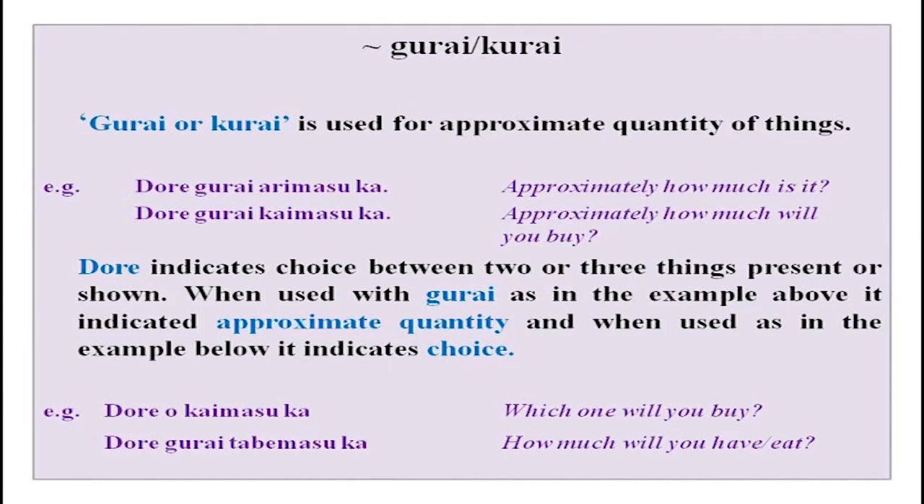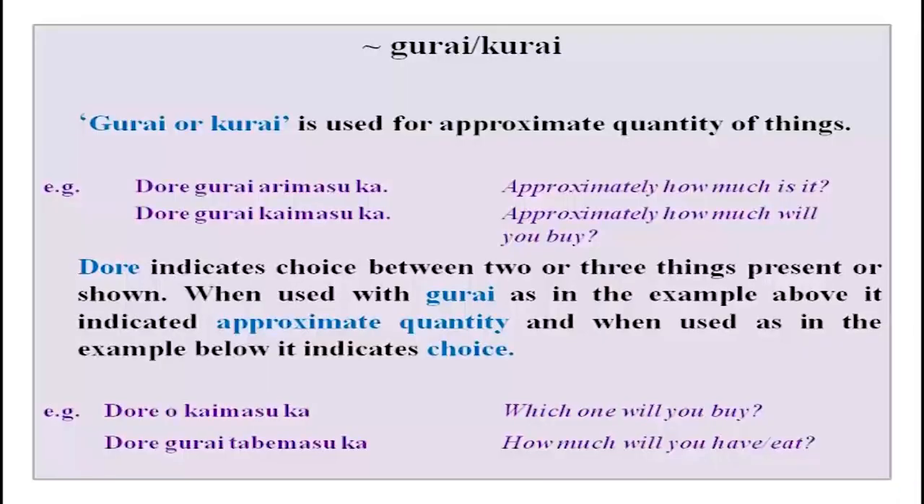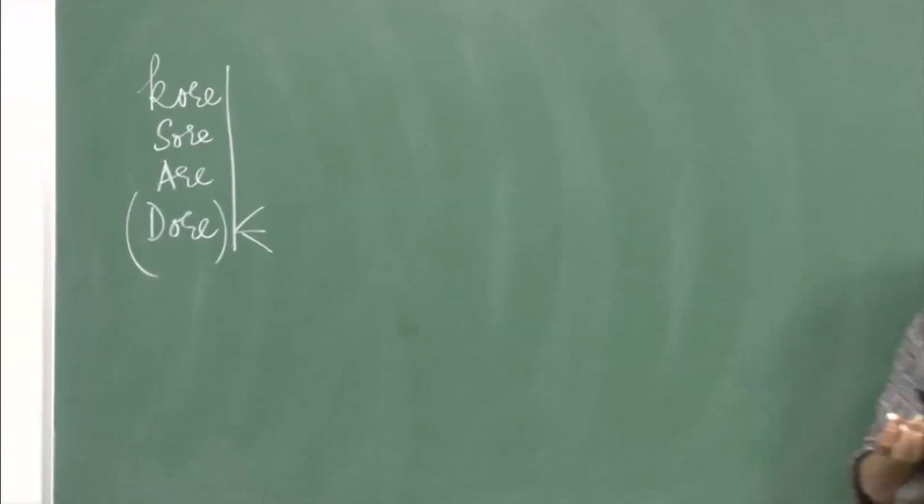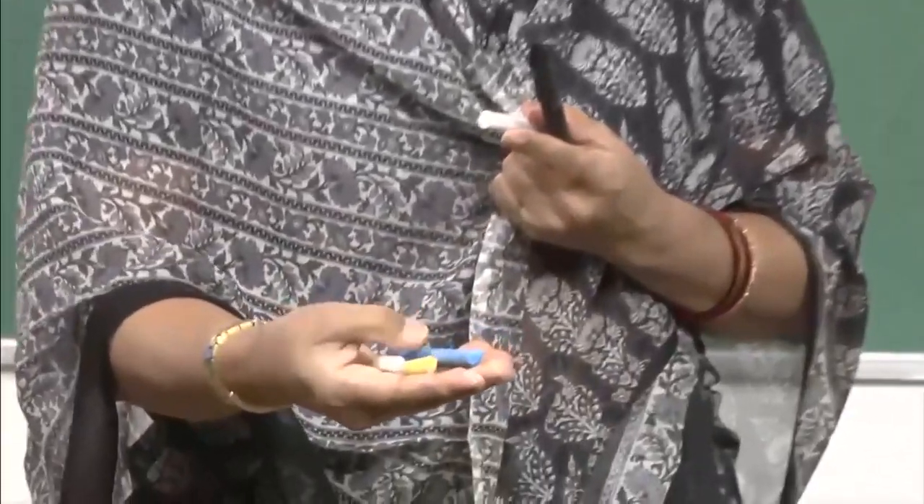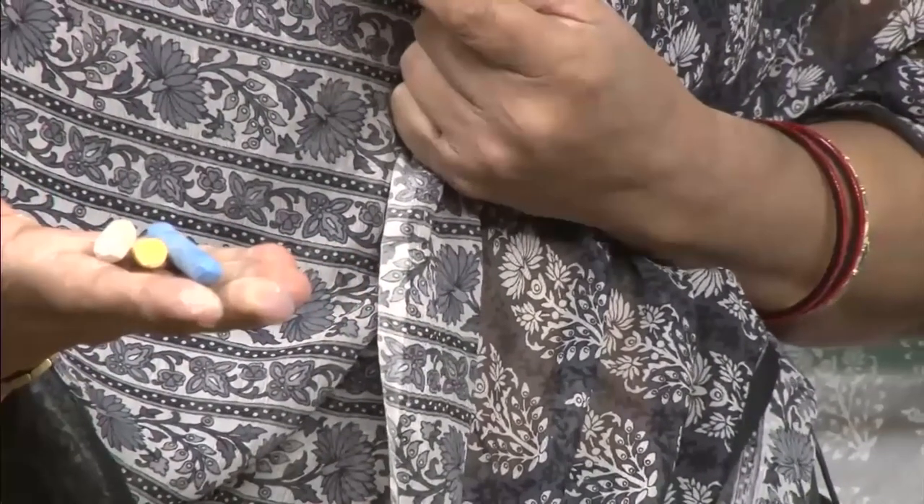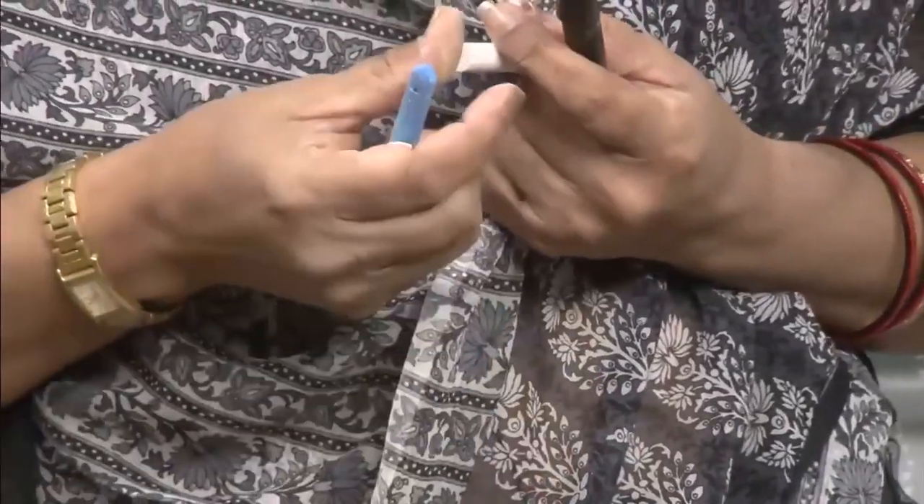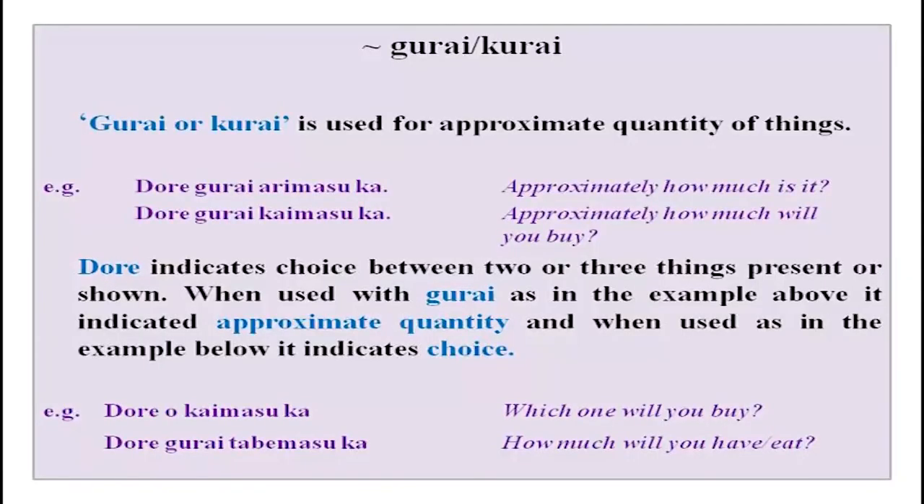Now, when you just say dore o kaimasu ka, then naturally what are you doing? You are asking choice, you are asking preference. For example, you have these three chalks over here in my hand, you can see. So, I can ask you, dore wa shiroi desu ka? Which one is white? And you can point and tell me, sore wa shiroi desu. So, with dore, you are generally asking choice between two or three things. Dore gurai tabemasu ka? How much will you have or eat? So, this is how you can practice dore and dore gurai and see the difference as well.